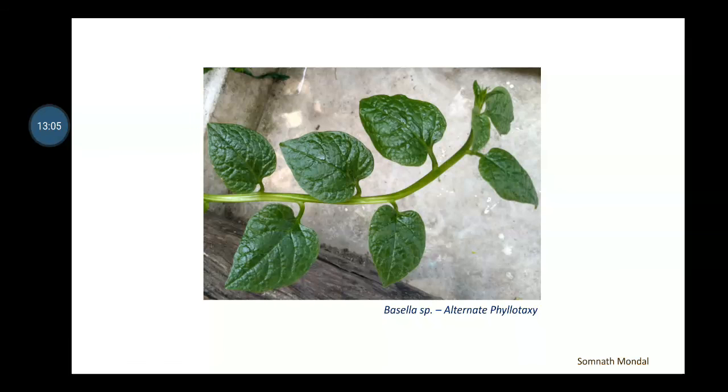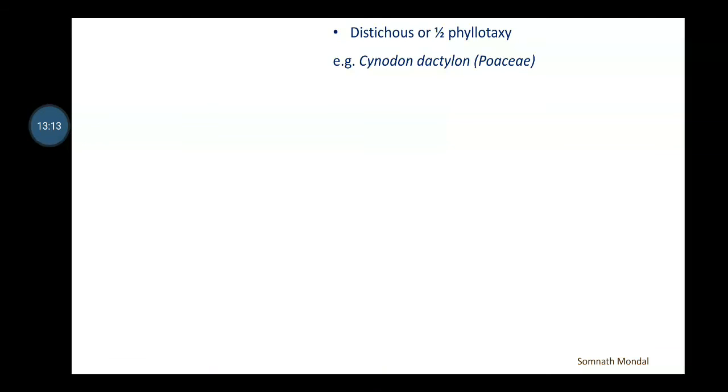So here is an example of Bacella leaf, where we can see the alternate phyllotaxy. Now an example of alternate, that is disticus, where we can find 2 orthostiches. It is also called a half phyllotaxy and is common in Cynodon dactylon, that is the Durbaghas.